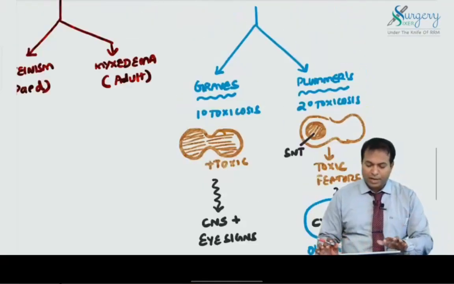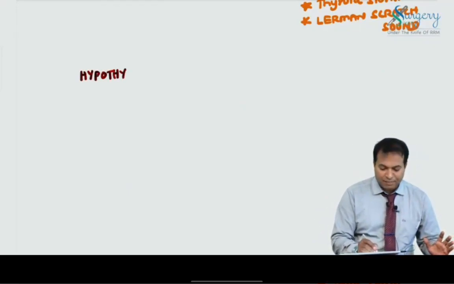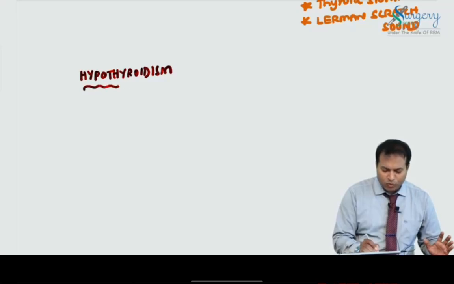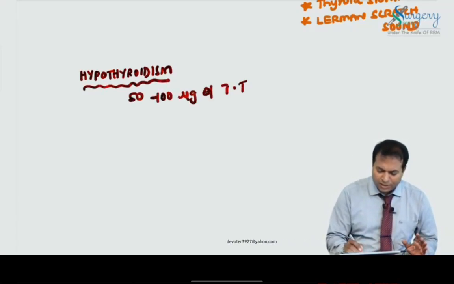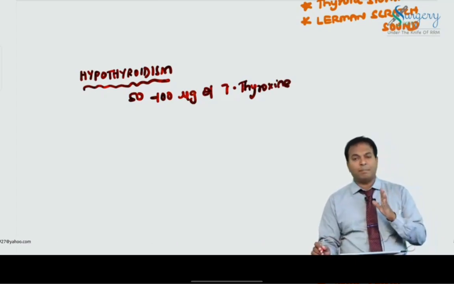So please don't forget the basic difference between hypothyroidism and hyperthyroidism. I will stop discussing hypothyroidism with this point because hypothyroidism is not a surgeon's case, it is a medicine case. But I will tell you, in hypothyroidism, whatever may be the cause, the first treatment is 50 to 100 micrograms of tablet thyroxine.